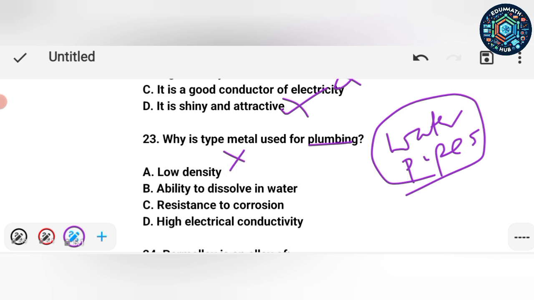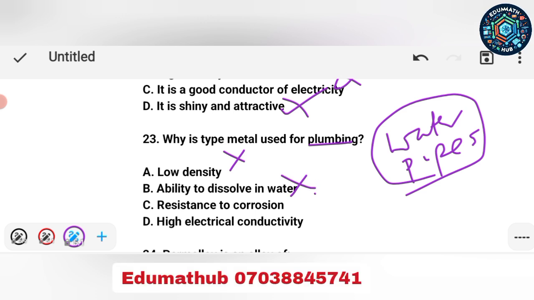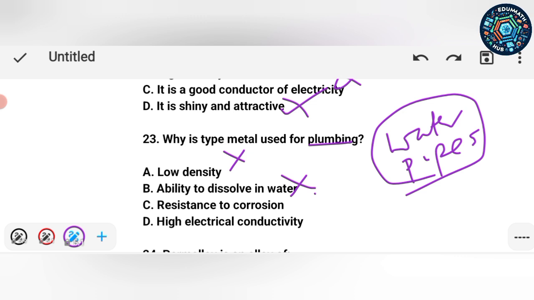Then ability to dissolve in water. Your pipe or whatever you're using for your plumbing material should not be able to dissolve in water, because in plumbing you're basically dealing with water. So why should your plumbing material be dissolving in water? So this one is of no use. Then resistance to corrosion. Yes, this one is good. This one is very, very proper. Your pipes and other materials should be resistant to corrosion so that they do not rust or decay easily. So this is a very likely answer.